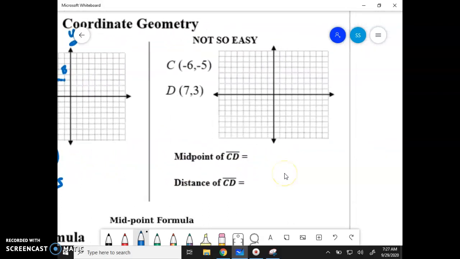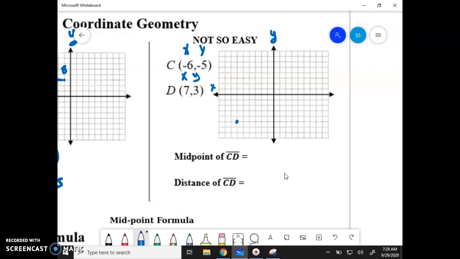We've got point C at -6, -5. Again, this is your y, here's your x. I really want you to get in the habit, not necessarily for plotting, but when we're using the formulas, of marking which one's your x and which one's your y. So I go 6 to the left, which is negative, and then down 5, which is negative.